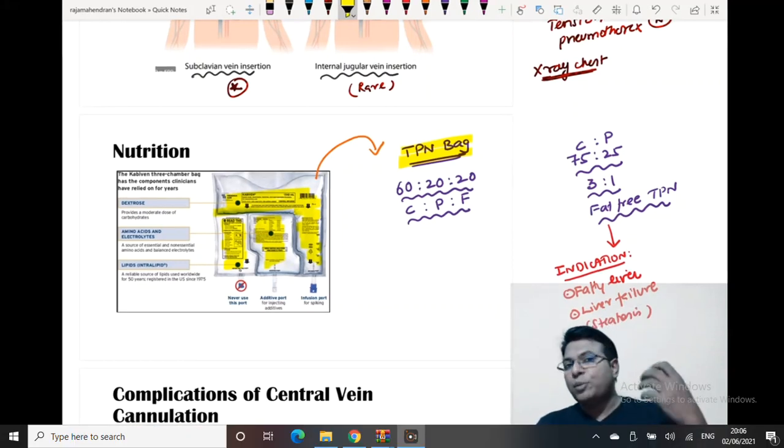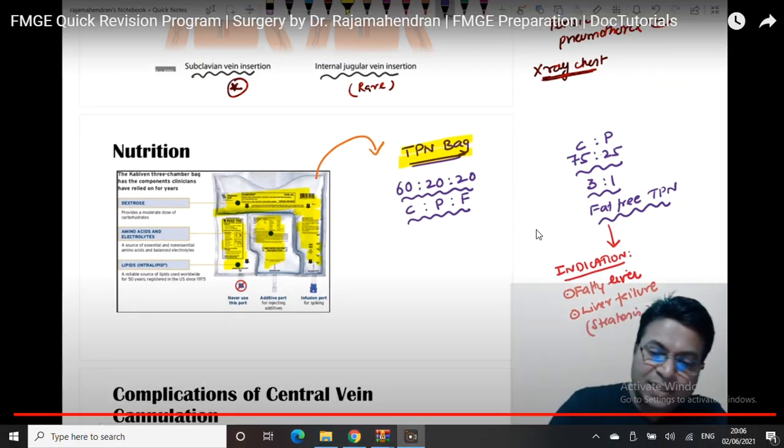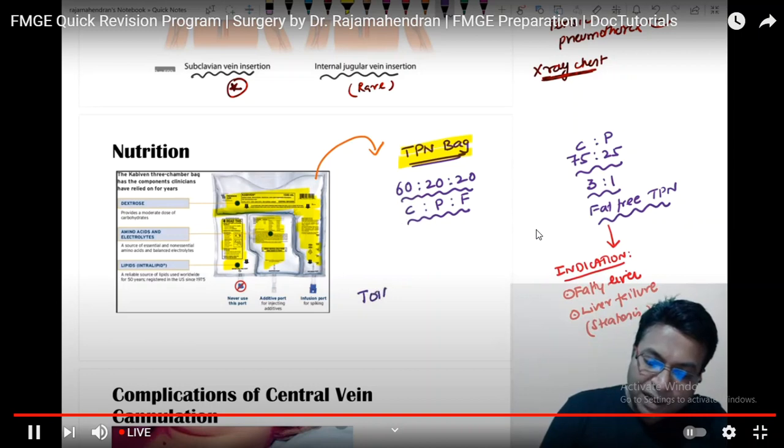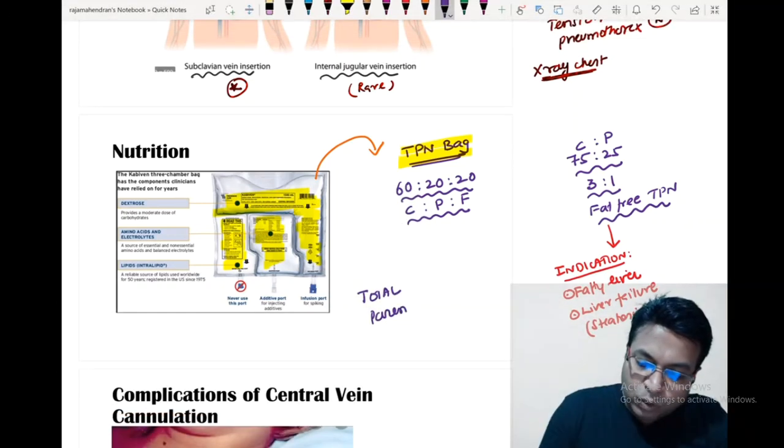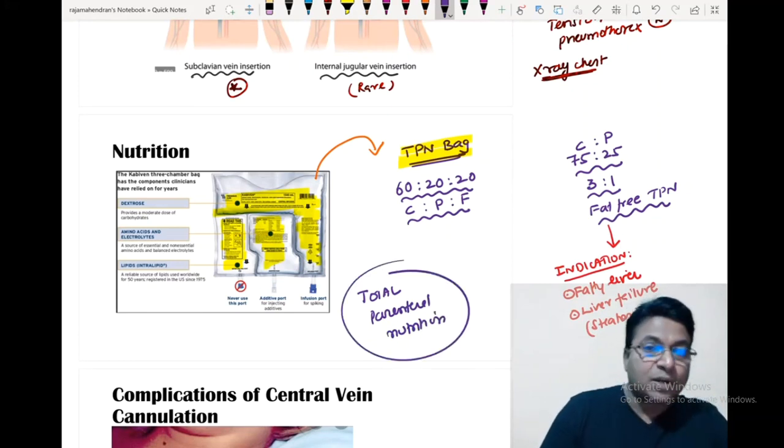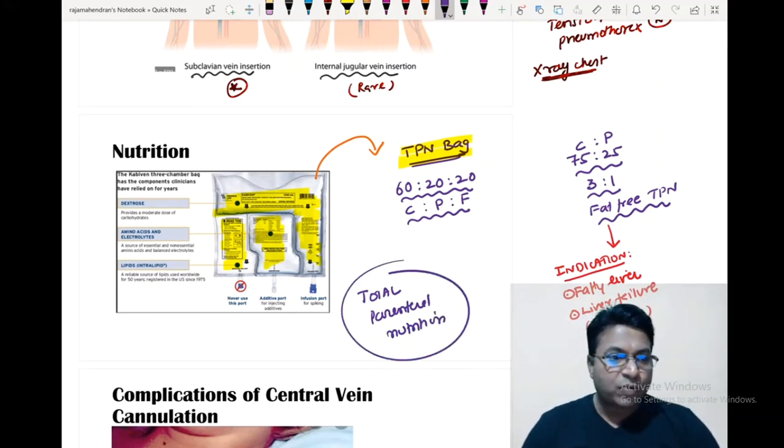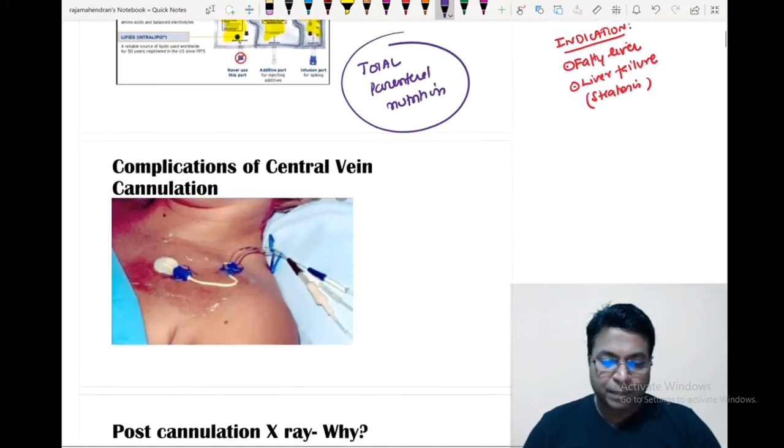So this bag is going to be given through the central vein, that is known as total parenteral nutrition. So please don't forget, giving of this bag is known as total parenteral nutrition. Very good comment, that's for fatty liver. Yes, I told, it is for a fatty liver.